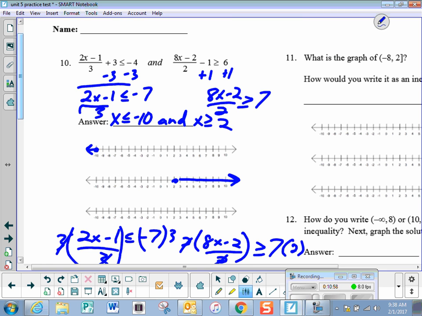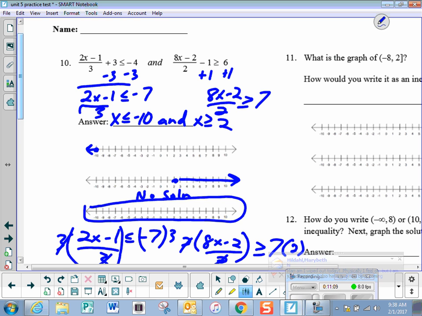Okay? You could just put a box around it to show that it's an empty number line, or just write above it no solution. There's no solution. The inequality is this, but there is no number that's both less than or equal to negative 10 and greater than or equal to 2. Okay?